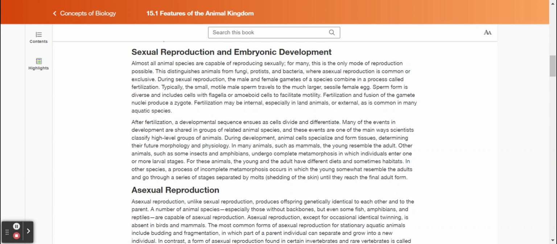In many animals, such as mammals, the young resemble the adults. Other animals, such as some insects and amphibians, undergo complete metamorphosis in which individuals enter one or more larval stages. For these animals, the young and the adult have different diets and sometimes habitats. In other species, a process of incomplete metamorphosis occurs in which the young somewhat resemble the adults and go through a series of stages separated by molts, shedding of the skin, until they reach the final adult form.